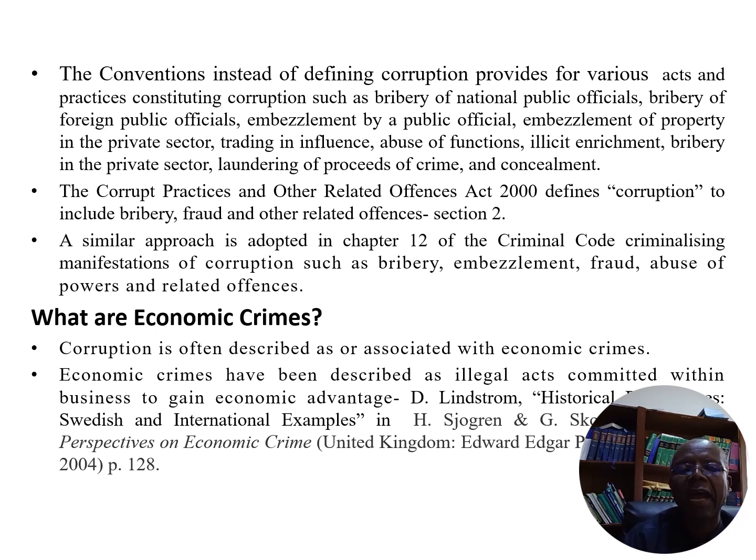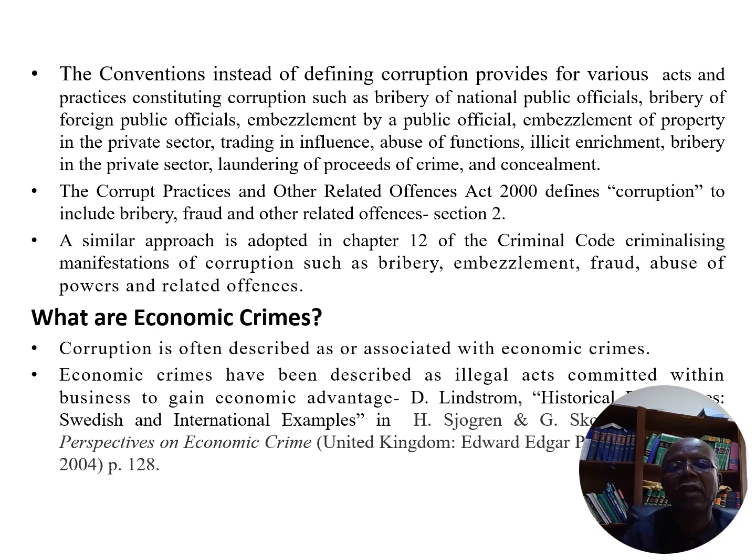The conventions that I highlighted, the African Union Convention and the UN Convention, do not provide a definition of corruption. What they have done is to list various acts and practices that constitute corruption, such as bribery of national public officials, bribery of foreign public officials, embezzlement by public officials, embezzlement of property in the private sector, trading in influence, abuse of function, illicit enrichment, bribery in the private sector, laundering of proceeds of crime, and concealment.